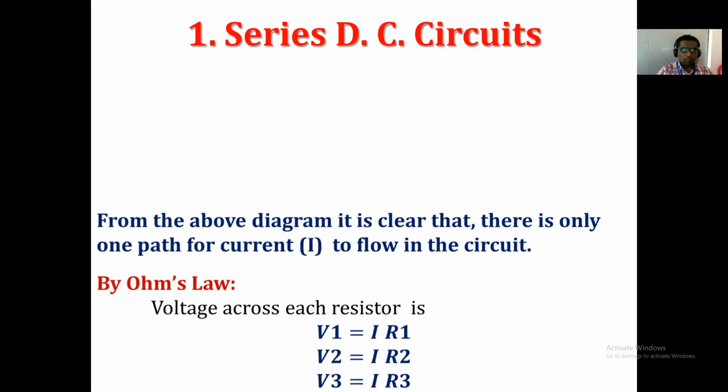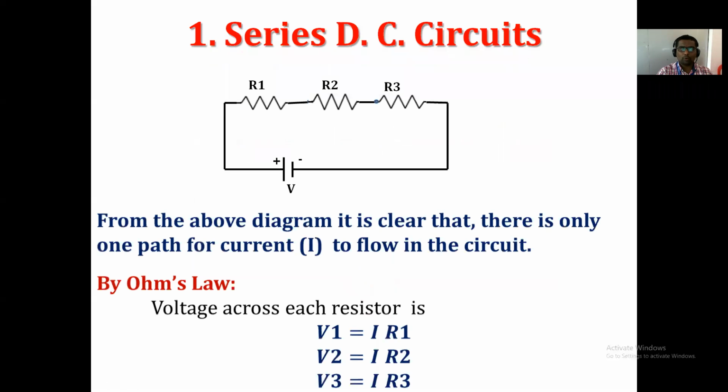Now, R1, R2, R3 are connected in series across a battery of V volt, and because of that, I ampere of current flows through the circuit. Due to that I, the voltage across R1 is V1, across R2 is V2, and across R3 is V3, and again the current comes back to the negative terminal. If you see this diagram clearly, we can easily say that the current flowing through these three resistances is the same, and that is nothing but I ampere.